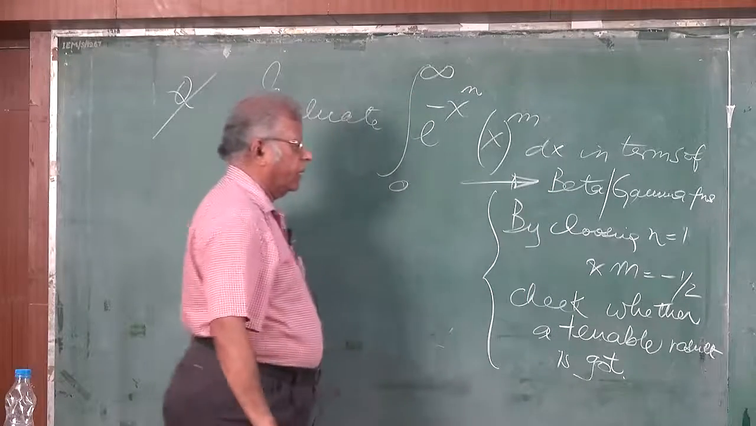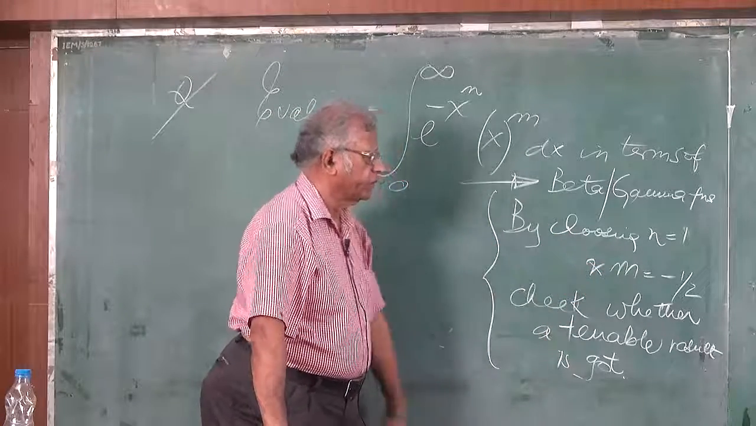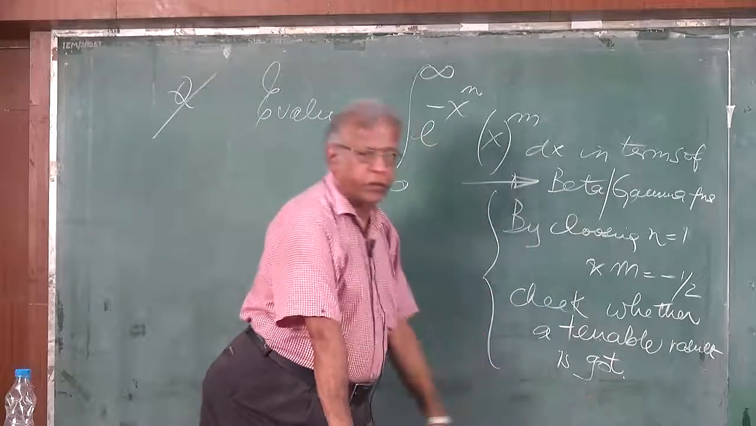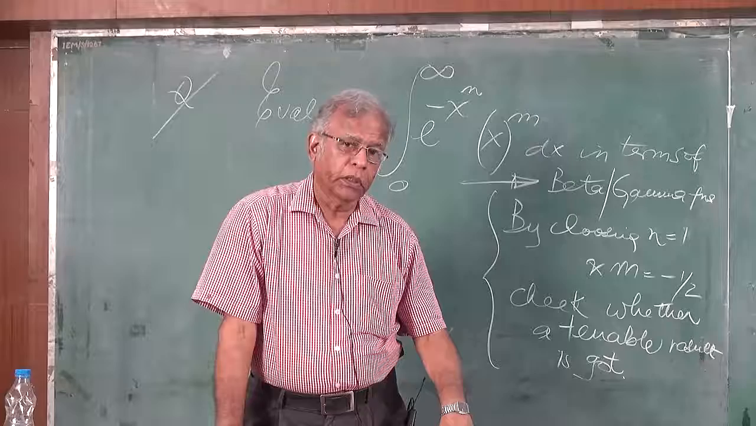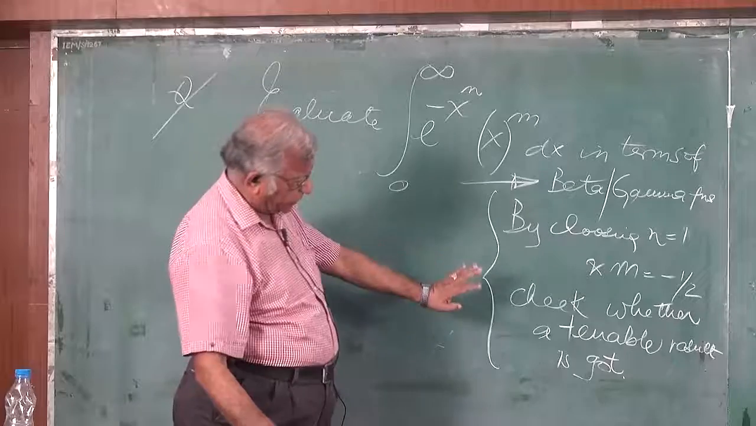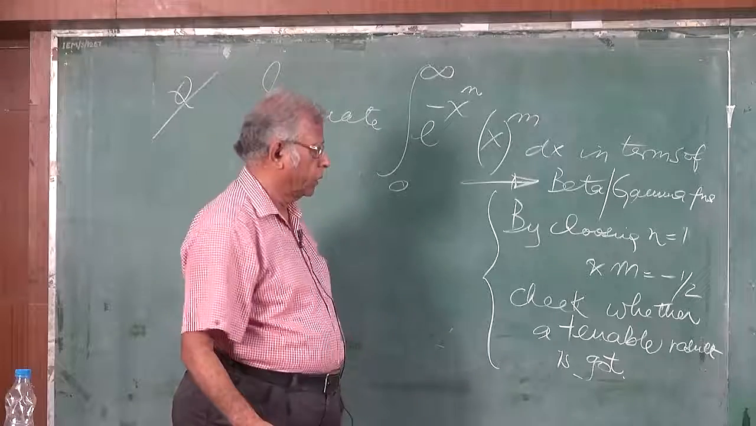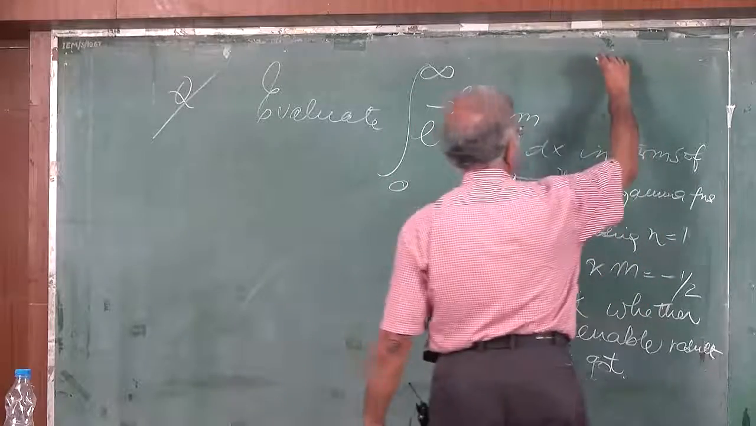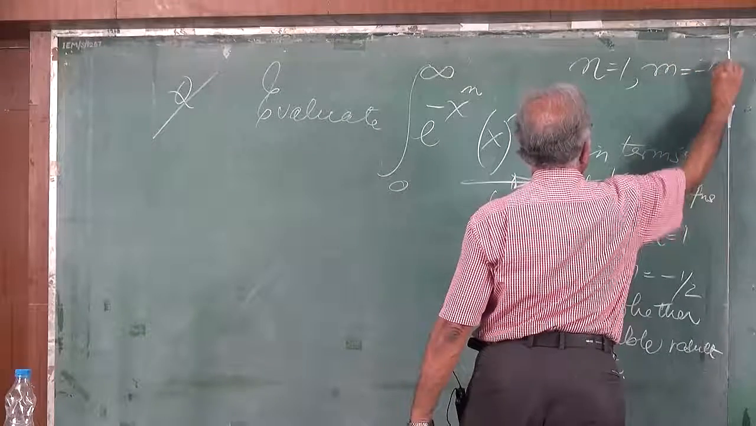The next part is, by choosing n is equal to 1 and m is equal to minus half in whatever we get above, check whether a tenable result is obtained. The word tenable comes from an English word tenet, T-E-N-E-T, which is truth. So, tenable means truthful. That means whatever we get should not be a contradiction. So, we will just capture these values. We have to choose n is equal to 1 and m is equal to minus half.